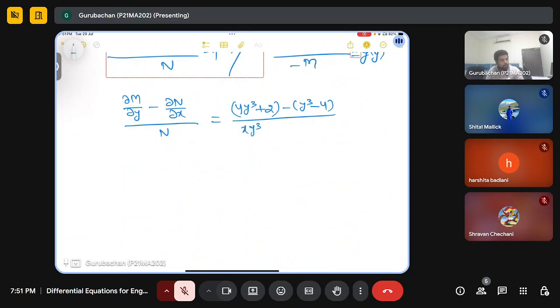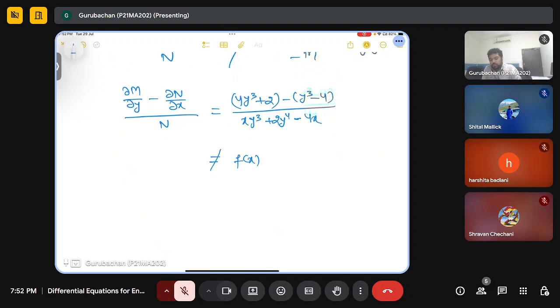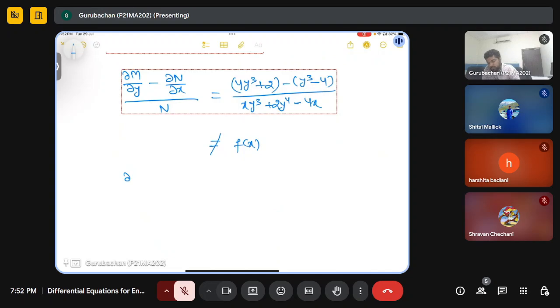Xy cube, let me write from here, plus 2y to the power 4 minus 4x. So if you observe it from here, this will not give you a function of x. So what is the other way around?